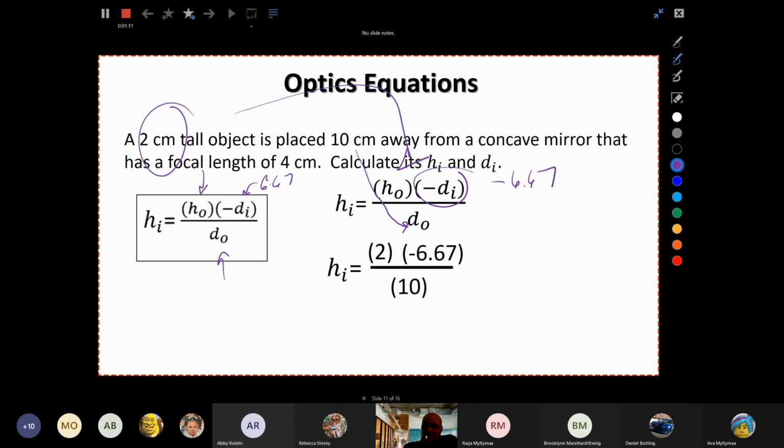So I guess if you're smart, this number's still on your calculator, because you just need to make it negative. And then you just multiply it by 2 and then divide by 10. If you do that properly, you get negative 1.33. So hopefully the height's a little easier to calculate. Hopefully that doesn't blow your mind too much.